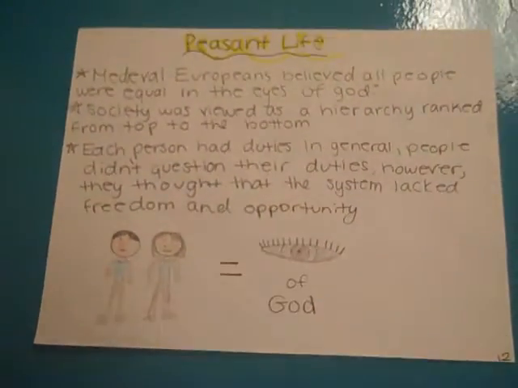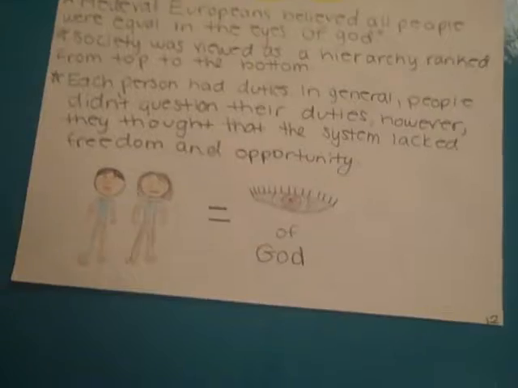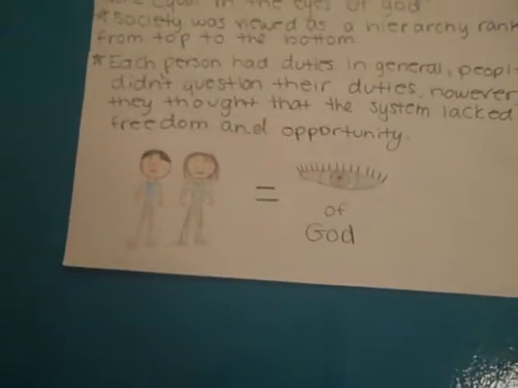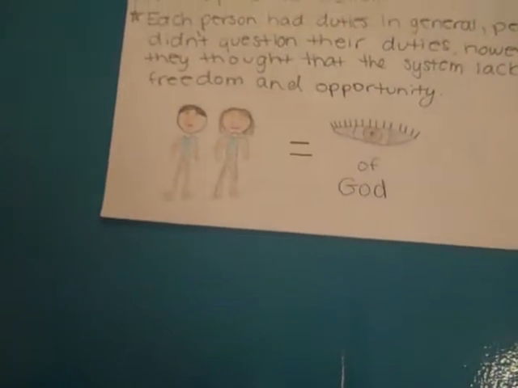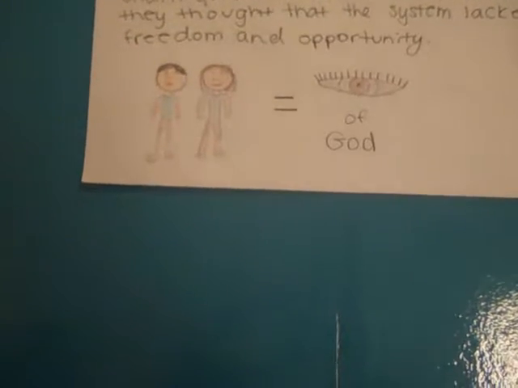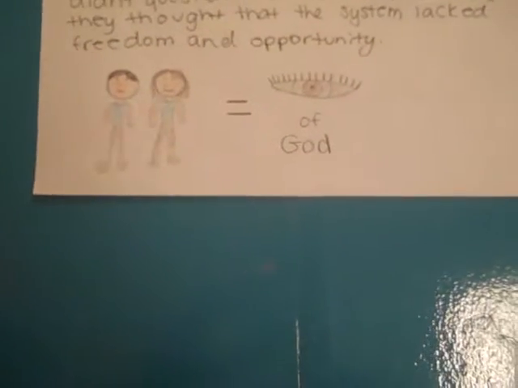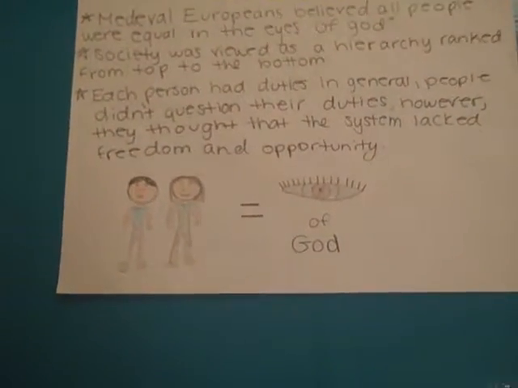Peasant life. Medieval Europeans believed all people were equal in the eyes of God. Society was viewed as a hierarchy ranked from the top to the bottom. Each person had duties. In general, people didn't question their duties. However, they thought that the system lacked freedom and opportunity.